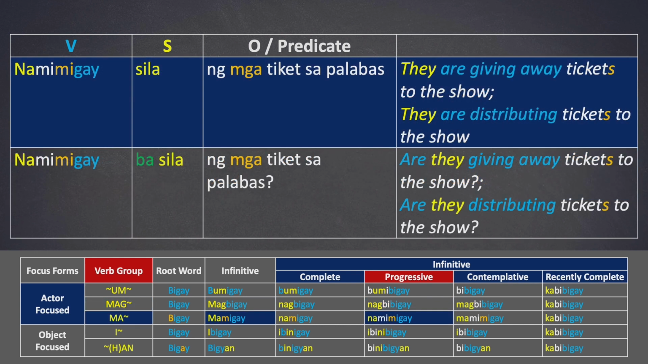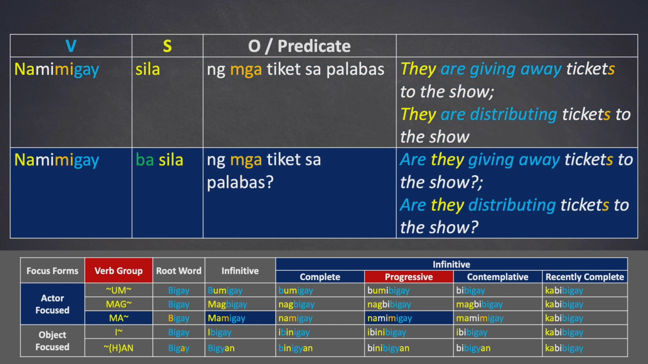Namimigay sila ng mga ticket sa palabas. They are giving away tickets to the show, or they are distributing tickets to the show. With this verb, the object of the sentence is always in multiple quantities. Keep that in mind.